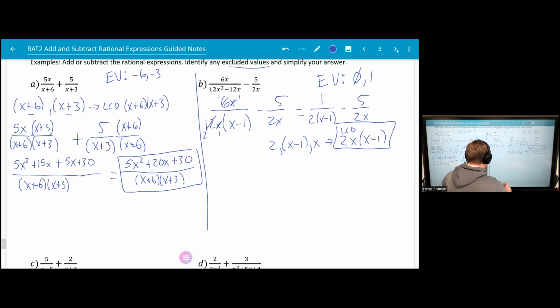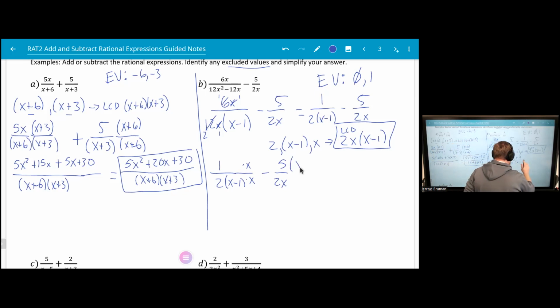Let's look at our first one. I've got 1 divided by 2 times x minus 1. The only factor I'm missing there is x. I guess I didn't need to multiply that out, did I? If I would have thought ahead, I could have done that on the top and bottom. Then minus, this is where it's going to get interesting here, minus, I've got 5 divided by 2x. The only thing I'm missing there is multiplying by x minus 1, so I need to multiply the numerator and denominator by x minus 1.